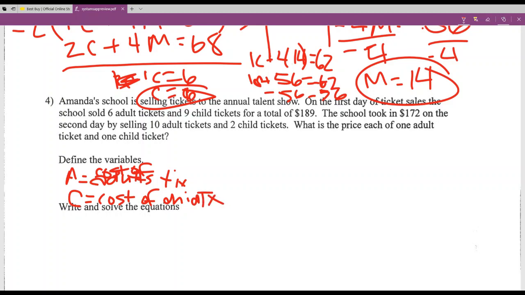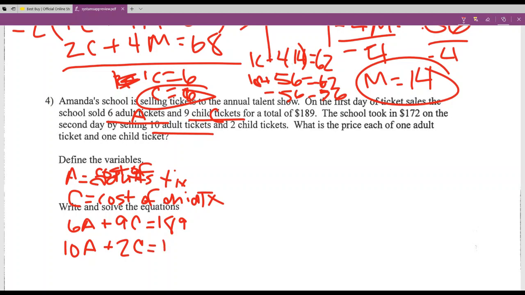So we have our two equations, two variables. Now to the equation: 6 adult tickets, which is A, 9 children's tickets, which is C, equals 189. So you have 6A plus 9C equals 189. Then 10 adult tickets and 2 children tickets equals 172. Alright, so here's the rub.